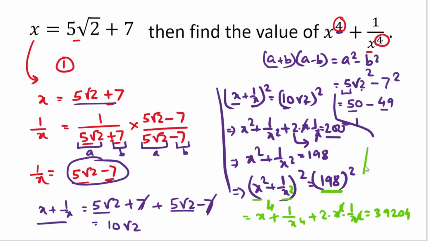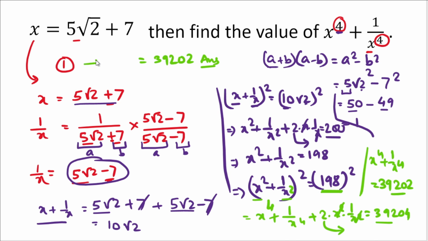So the value of this term, x raised to the power 4 plus 1 over x raised to the power 4, will be, now we'll take this 2 again to the right hand side, that will be negative 2. So it will be 39,202. So the value of this term, 39,202, is our answer to the problem. So we have calculated this answer by our first method.